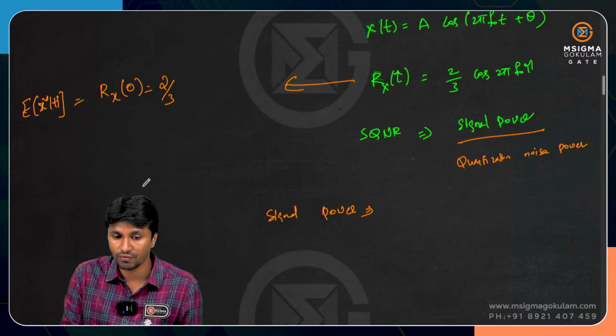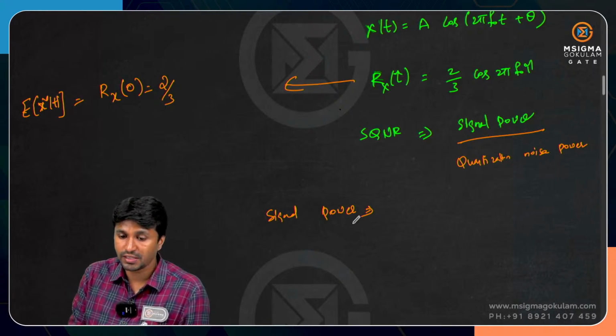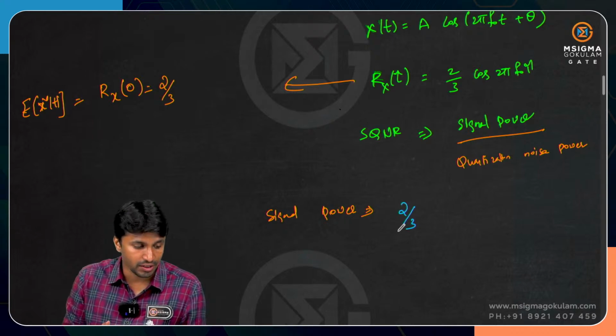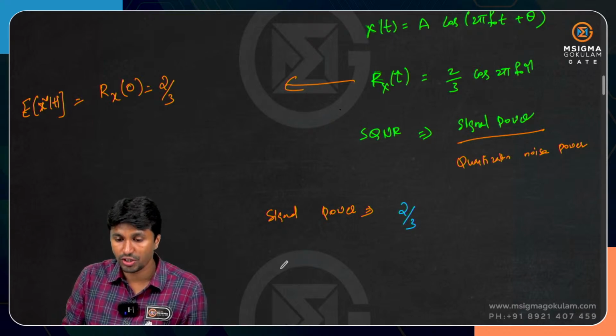Expectation of x square of t, so this is equal to 2 by 3. This is nothing but the signal power, which is 2 by 3. And quantization noise power is equal to delta square by 12.